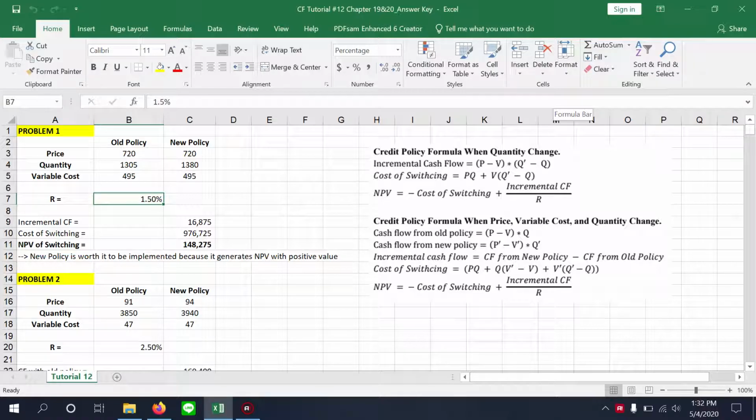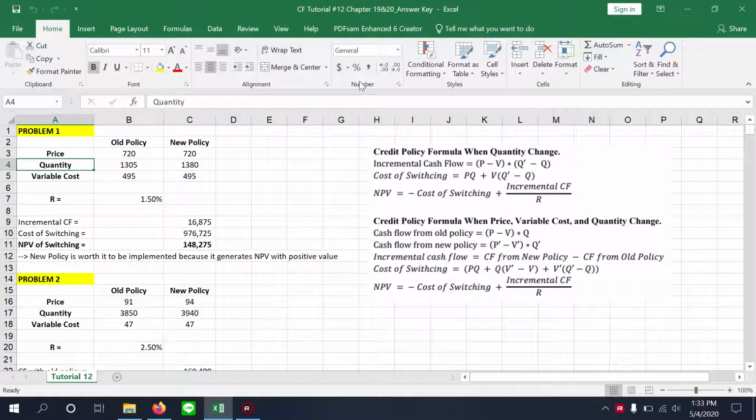We will be talking about credit policy and the effect of changing into a new credit policy. Basically, we have three problems. This will be only one video, so we will be talking about the three problems here.